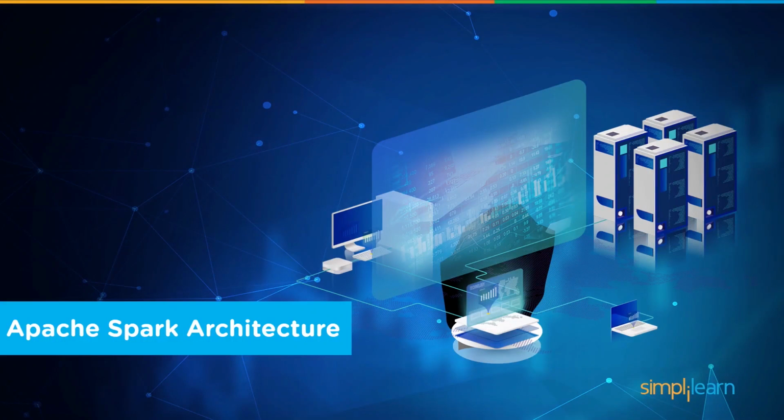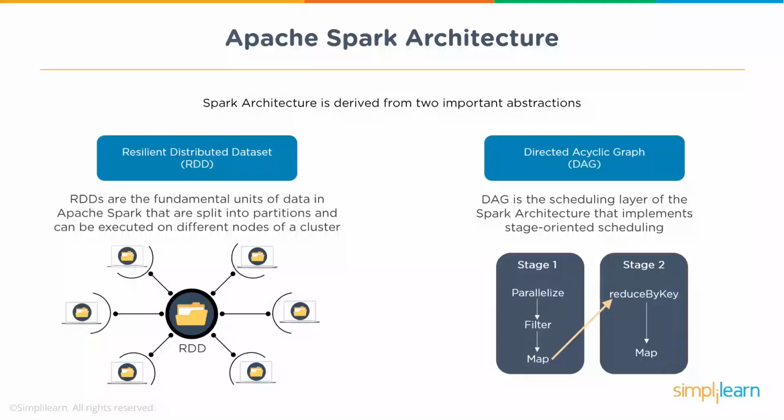Now let's look at Apache Spark architecture. Spark architecture is derived from two important abstractions. One is the building block, that is your RDDs, Resilient Distributed Dataset. That's the fundamental unit of data in Apache Spark, which is also logically split into partitions and thus can be executed on different nodes of a cluster.